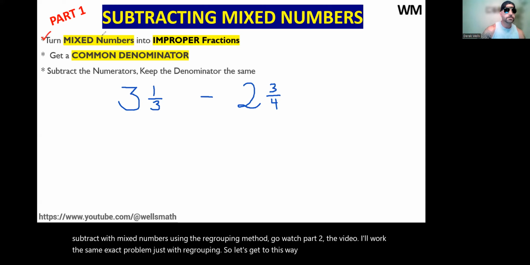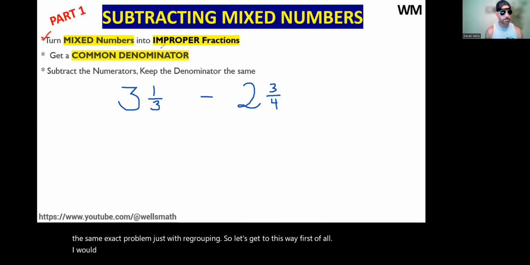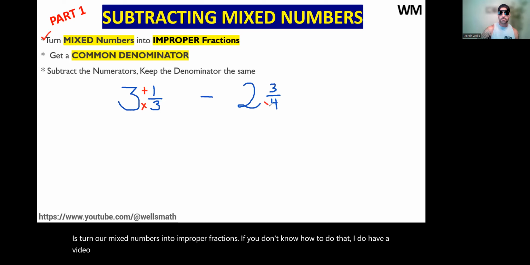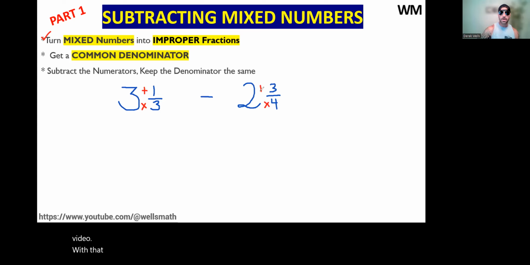First of all, I would write down this problem. Pause this video if you need to. 3 1/3 minus 2 3/4. The first thing we're going to do is turn our mixed numbers into improper fractions. If you don't know how to do that, I do have a video with that exact title.